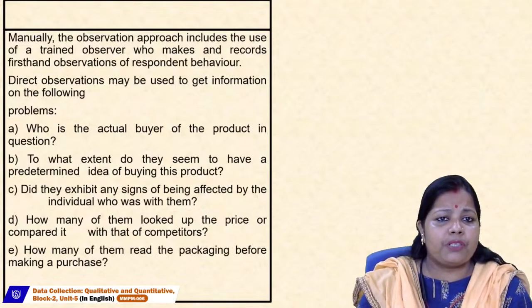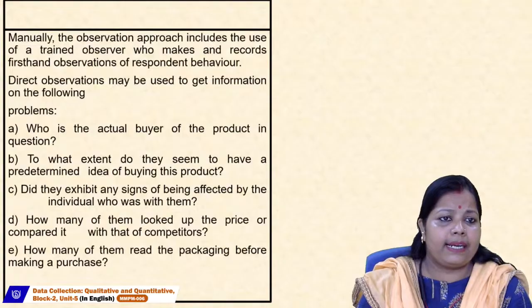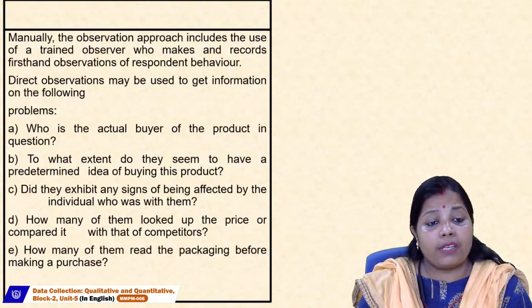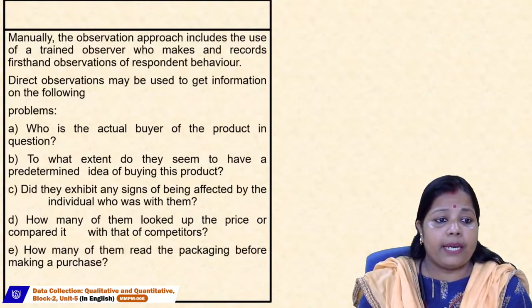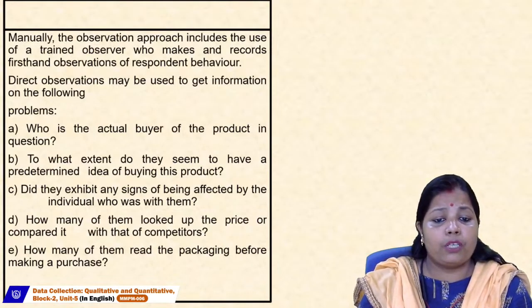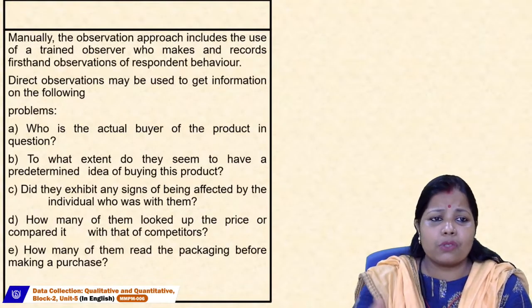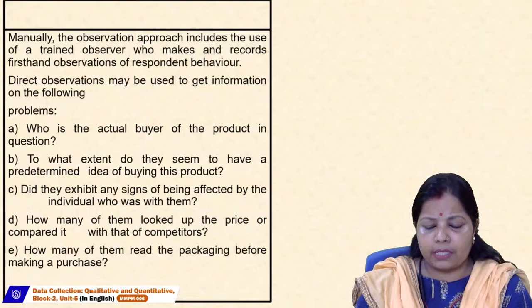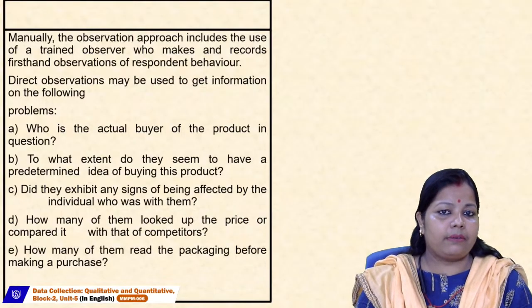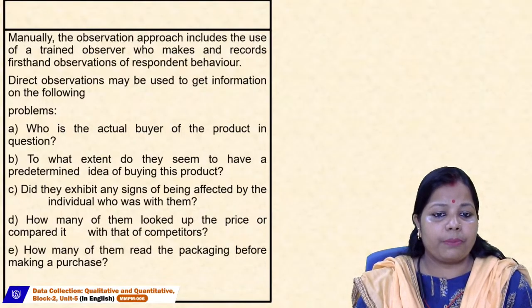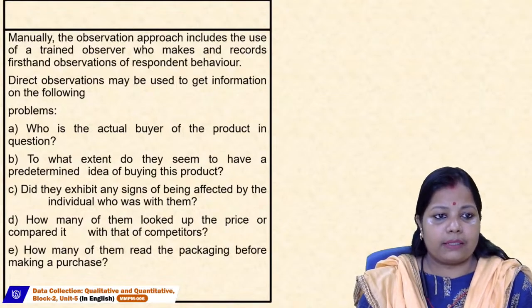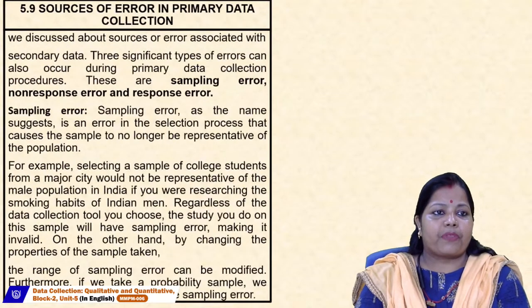The manual observation approach includes the use of a trained observer who makes the records, that is, who is the actual buyer of the product in question. Then, to what extent do they seem to have a predetermined idea of buying the product? How many of them looked up the price and compared it with that of the competitors? So these are the questions we can keep in this section on methods of data collection of primary data, to record from the source.